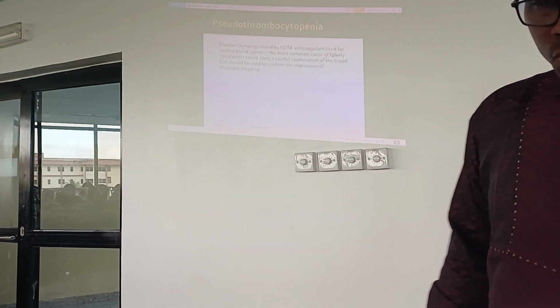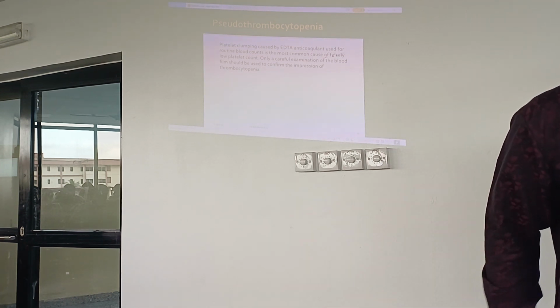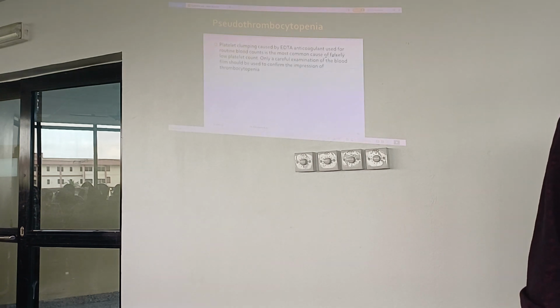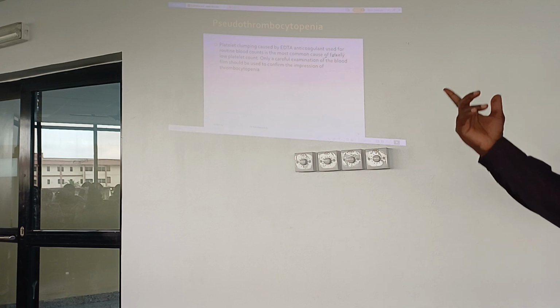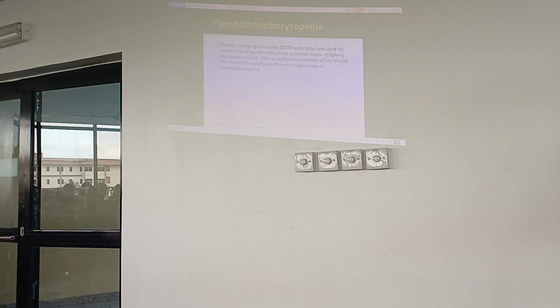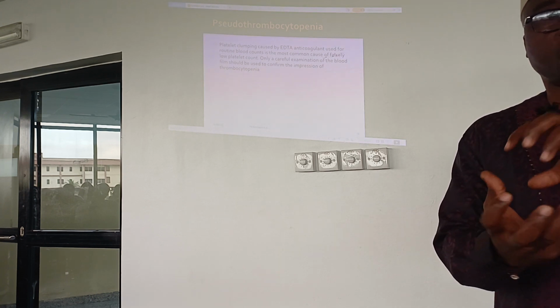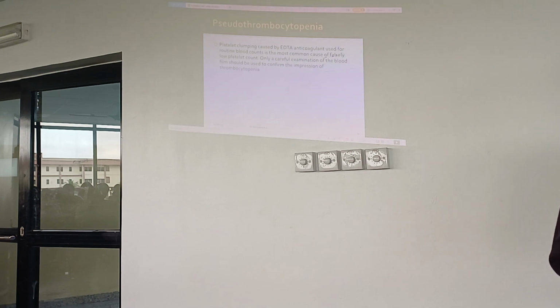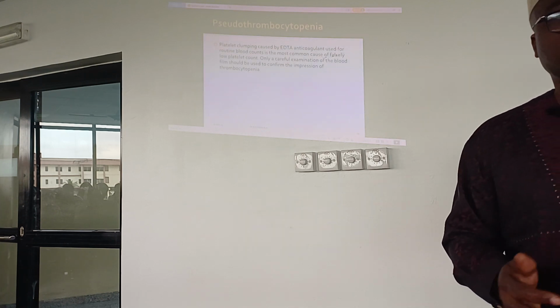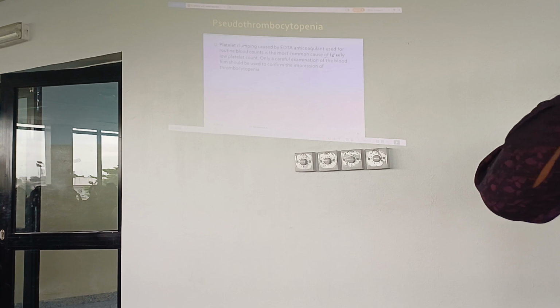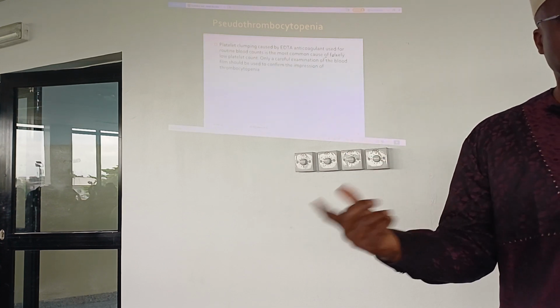There is also what is called pseudothrombocytopenia. That's a false low platelet count. EDTA is known to clump the platelets. When you bleed the patient into an EDTA bottle, it can clump, and when you do a full blood count, it will present as low platelet count, thrombocytopenia. So some anticoagulants can cause platelet clumping, but in vivo, where you collected the sample, the platelet count is normal.